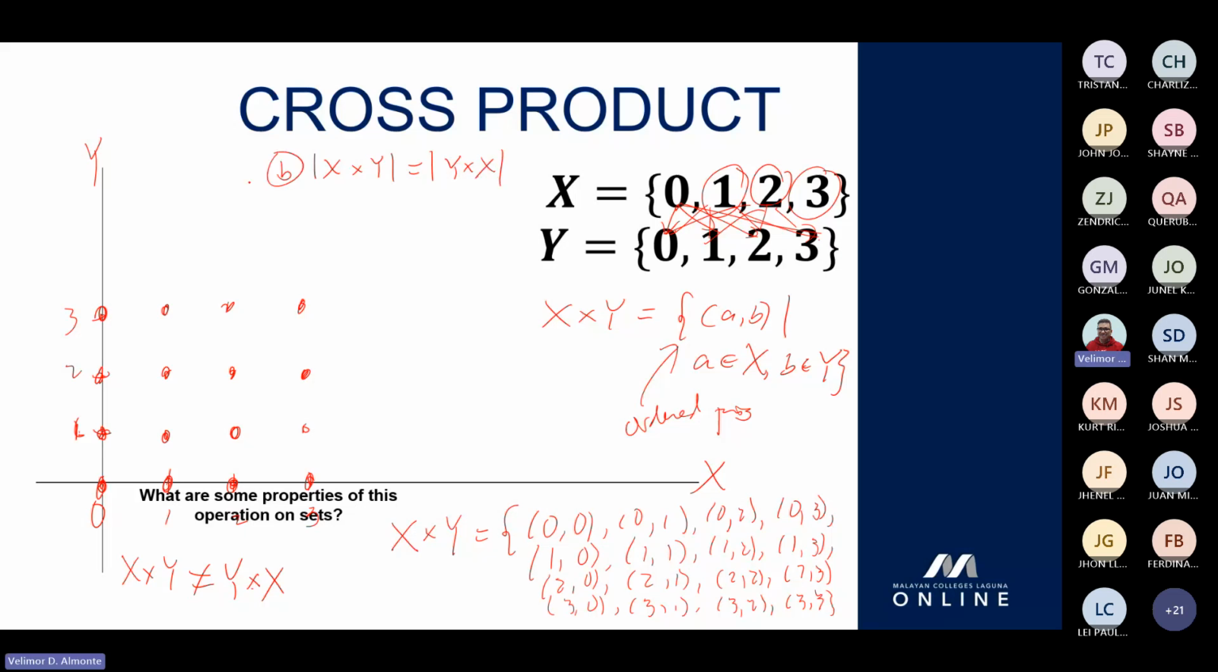Understand that, okay? X cross Y is not equal to Y cross X because the elements of the first set come first. But when you count, the number of elements in X cross Y and Y cross X is the same. Because the cardinality of X cross Y is the cardinality of X times the cardinality of Y. So the cardinality of X is 4, the cardinality of Y is 4. 4 times 4, 16 ordered pairs. That's its cardinality.